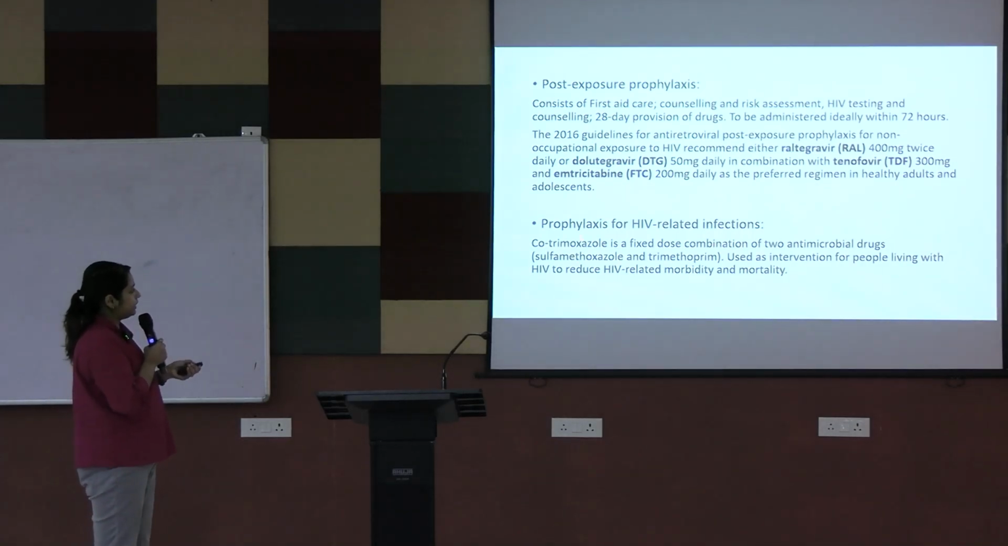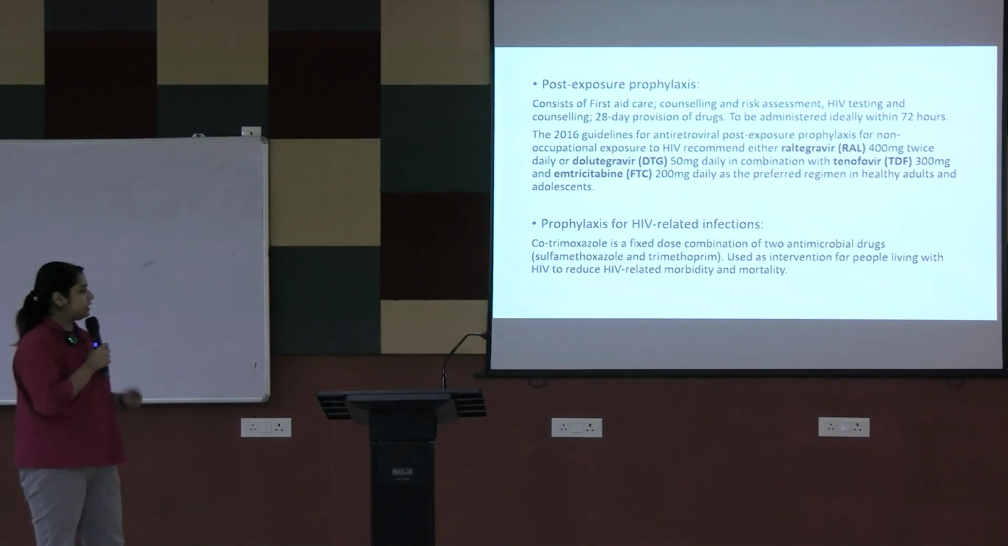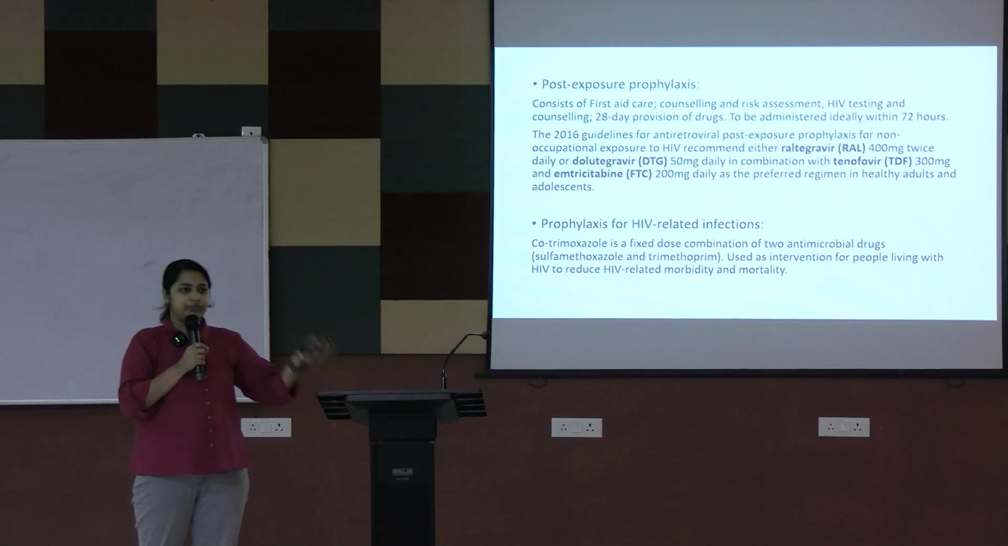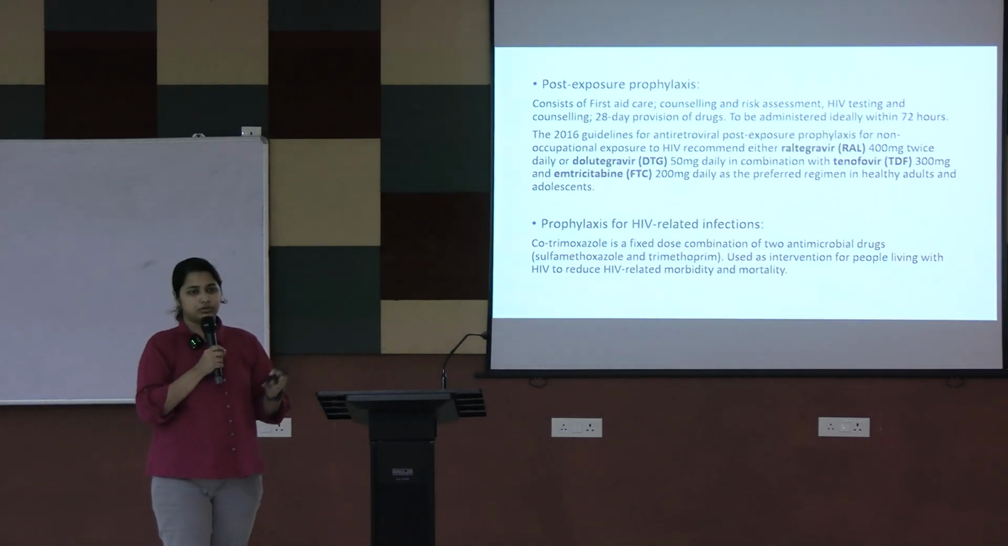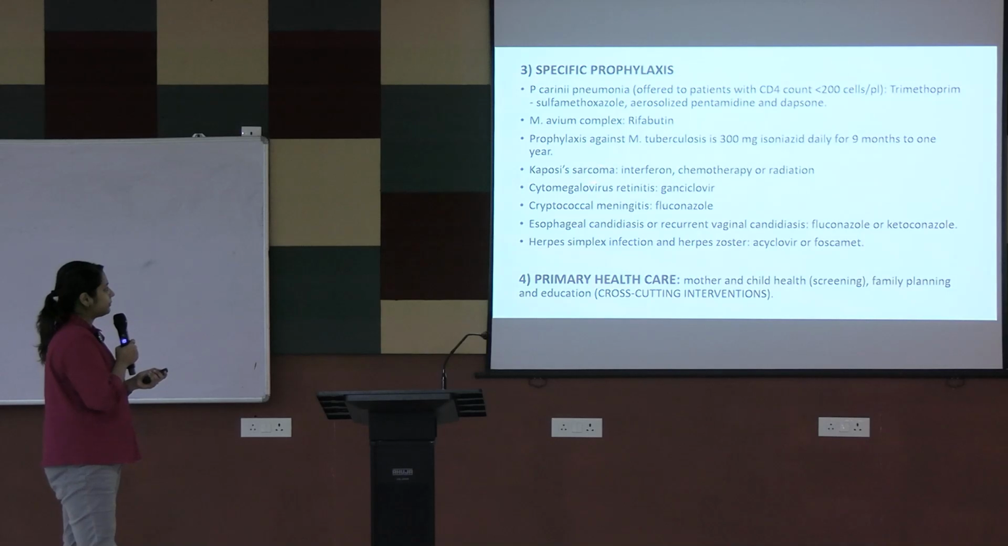And for prophylaxis of HIV related infections, cotrimoxazole is used. It is a fixed dose combination of two antimicrobial drugs and it is used as an intervention for PLHIV to reduce the HIV related morbidity and mortality, that is, to prevent the co-infections. You use the cotrimoxazole. Third method of control is specific prophylaxis.